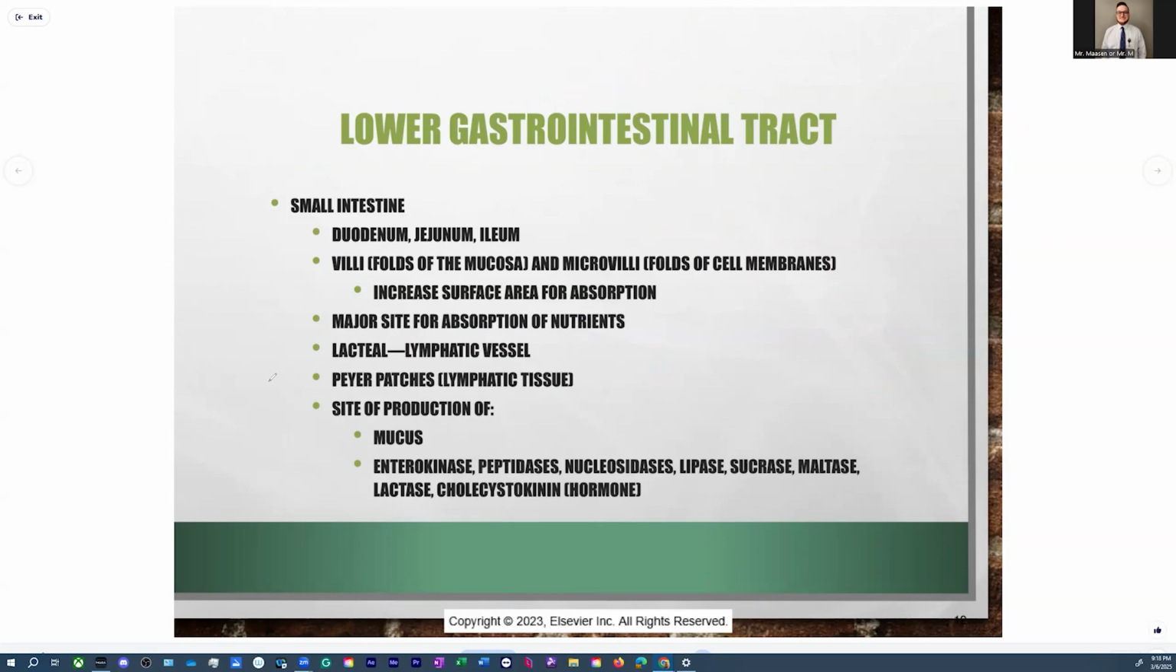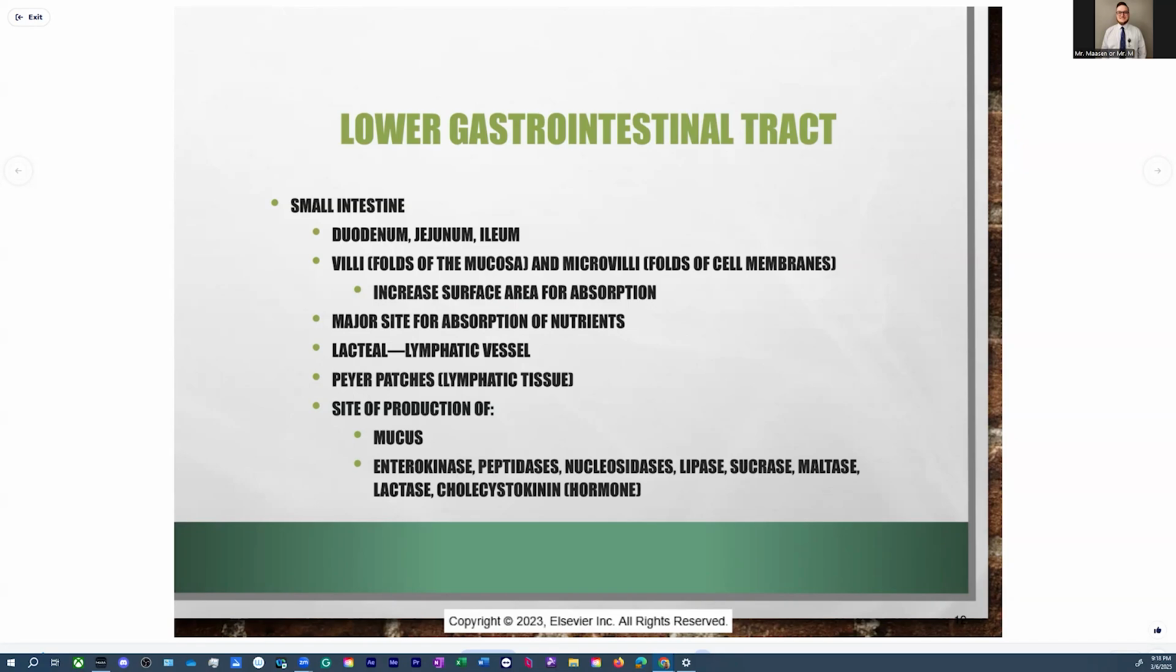So lower intestine, again, the first section is the duodenum. Then we go to the jejunum and ileum. Jejunum and ileum are all about absorbing this material. Note that the duodenum is the site of most digestive processes because of that combination of bile from the liver and pancreatic enzymes flowing into the duodenum.